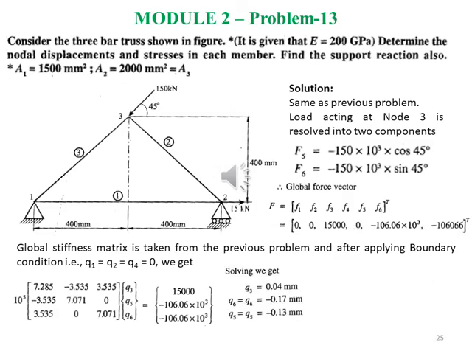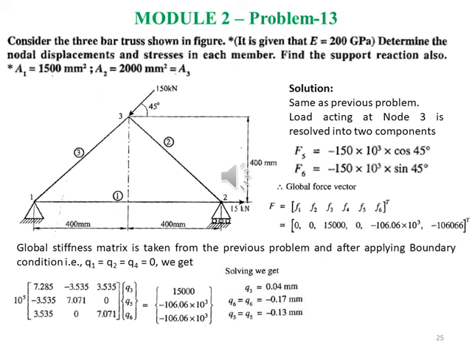So one more problem. This is similar to the previous problem that we have solved. Only difference is the load is 150 kilonewton, which is acting at an angle of 45 degrees. Hence, we have to resolve this load in x-axis and y-axis before we solve it. So the global stiffness matrix and the global displacement matrix remain the same, whereas the global load matrix is different.